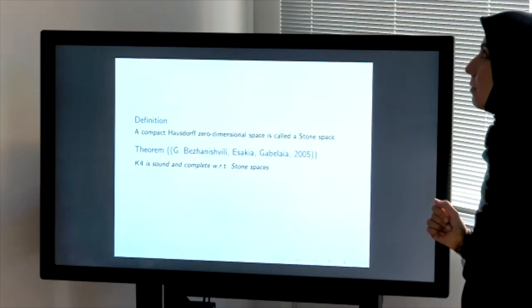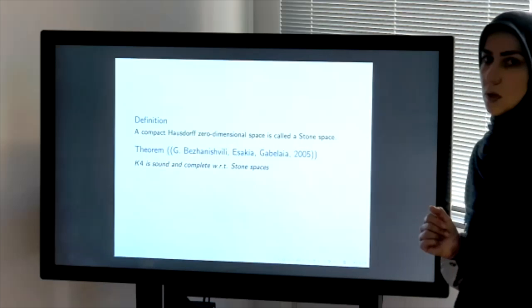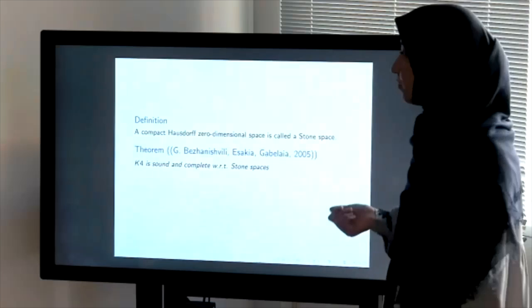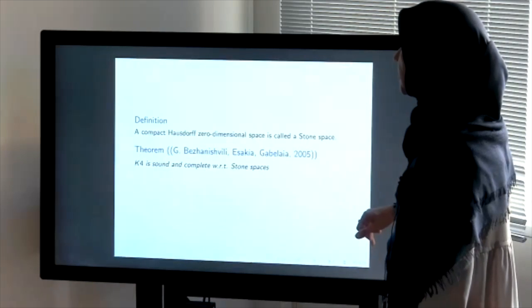If I remember the name of the paper correctly, I think it is called Modal Logic for Stone Spaces. You can find the proof and details in that paper.